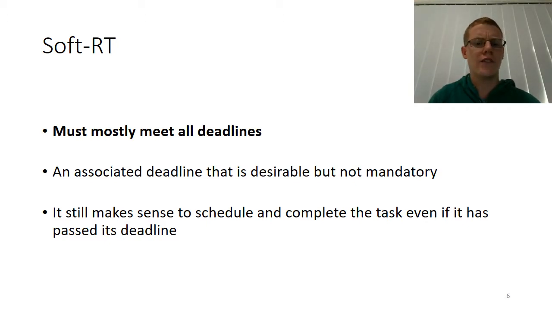So tasks will have an associated deadline, and that is obviously desirable, but it's not absolutely mandatory. Missing it by a small margin or occasionally missing deadlines may not be the worst thing in the world. In this case, it also still makes sense to schedule and complete a task if the deadline has passed. In a hard real-time system, if the deadline has passed, there's no point trying to complete the task at all.